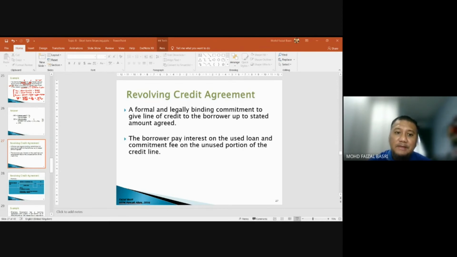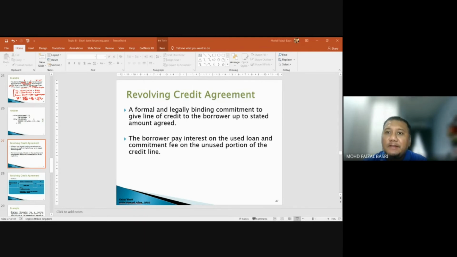Out of these 2 million, 800,000 is the used amount. So the unused will be the difference. 2 million, used only 800,000, so there's 1.2 million. This is the unused portion, 1.2 million. The 800,000 will be the principal, and the 1.2 million will be based on the commitment fees.